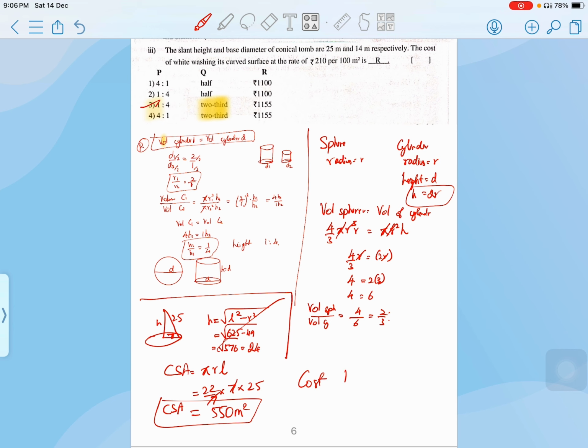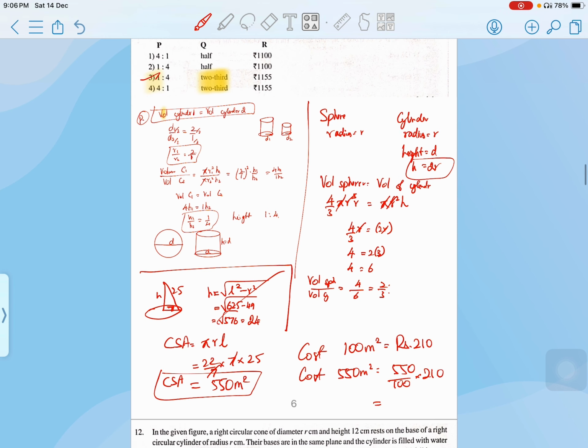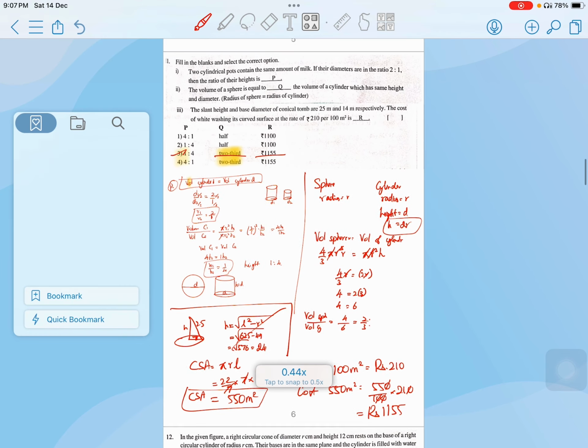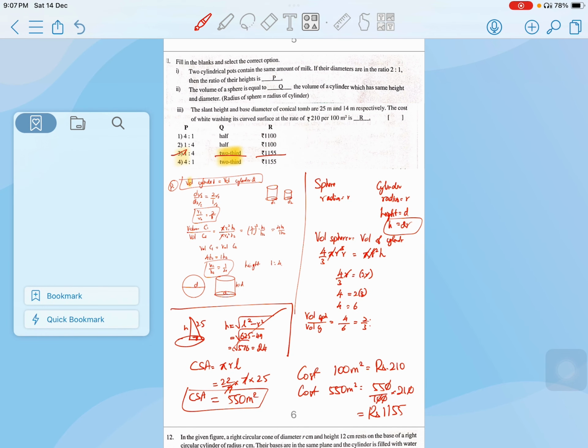So the cost per 100 meter square is 210 rupees. So for the cost of 550 meter square, you first divide 550 by 100 to check how many units it is getting. So for every unit, 210 rupees. If you cancel the zeros, just 55 multiplied with 21, you will get rupees 1155. This is optional only. Why? Because the second option itself ensures you that it is two-third, or you can pick any two and you can find. Okay, so that's all for the 11th question.